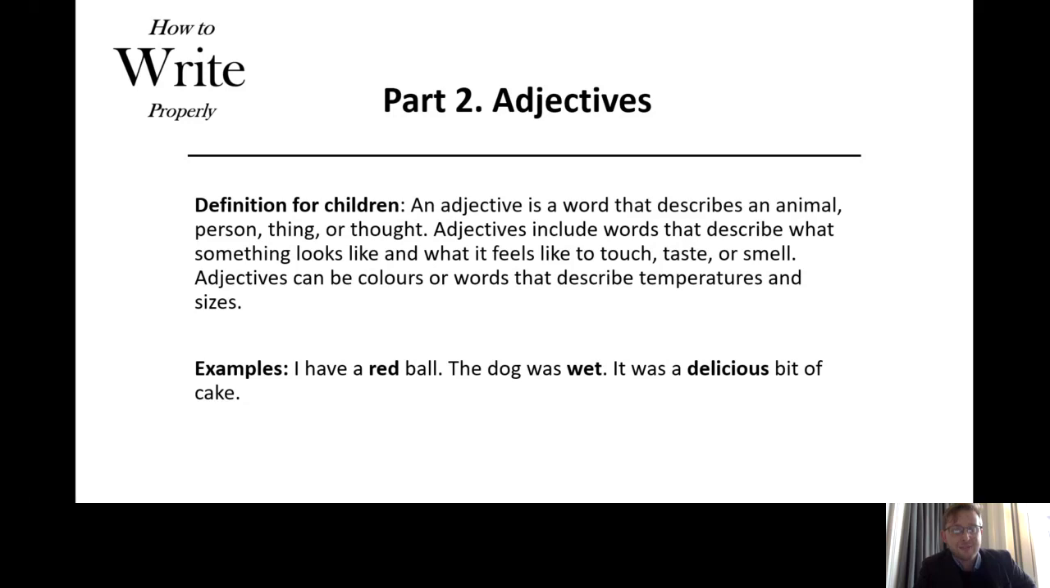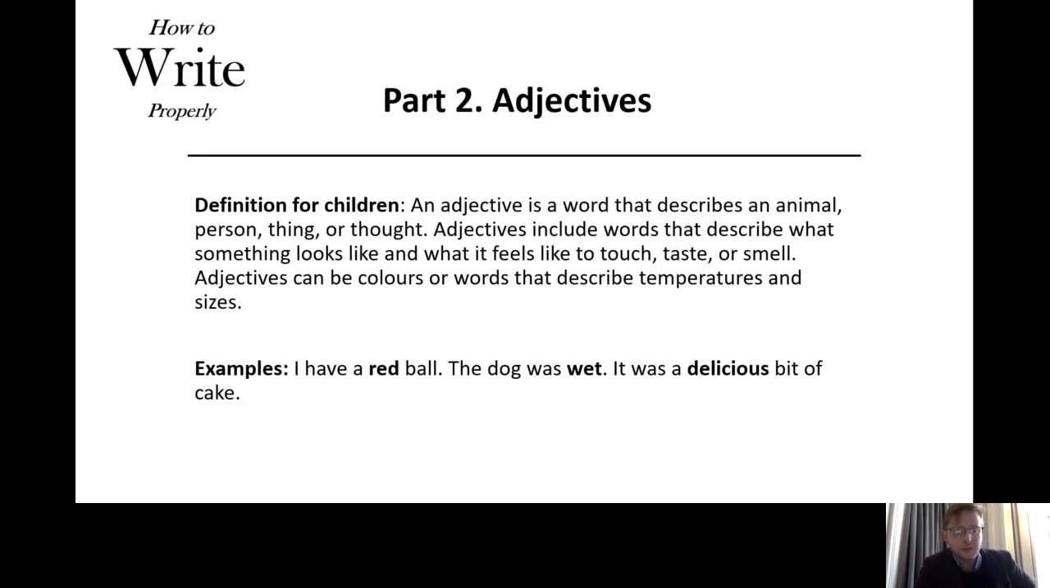If I said, I have a red ball, the ball is the subject, and the fact that the ball is red, that's the adjective. It's telling us something about the ball. The dog was wet. So the word wet is the adjective there, telling us something about the dog. And it was a delicious bit of cake. We love a bit of cake, and that bit of cake was delicious. The fact that it's delicious is conveyed to us through an adjective. So that's the kids' definition.